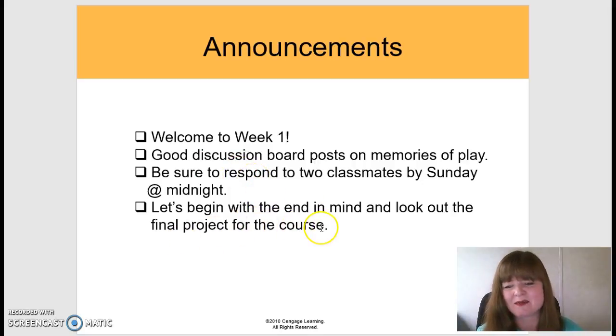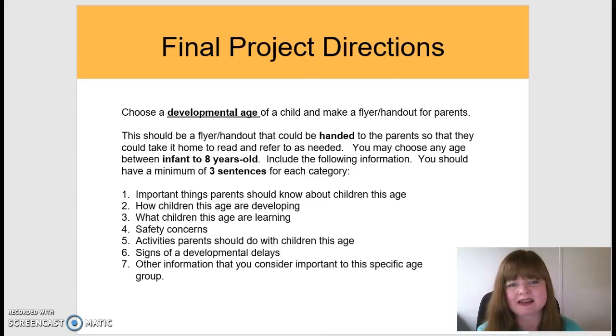So with our week one, I always like to begin with the end in mind so that you can make your plans for the next 4 weeks. We're going to take just a few minutes to look at our final project that we'll be completing for this course. So you will be doing a developmental flyer, and you get to pick out the age range that you would like to cover. So anywhere from infant to 8 years old, pick an age and build a developmental flyer that you would be able to hand to your parents in the classroom. So let's say you're in a 2-year-old classroom, you're going to want to do a developmental flyer for 2-year-olds.